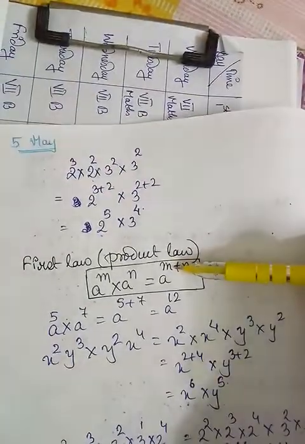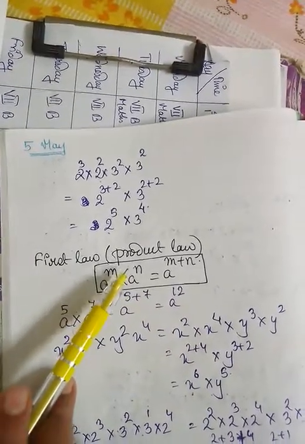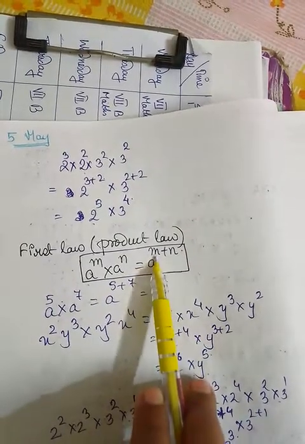So this is the general form. For example, if we have a to the power m into a to the power n, then we will be adding up. It will be a to the power m plus n.